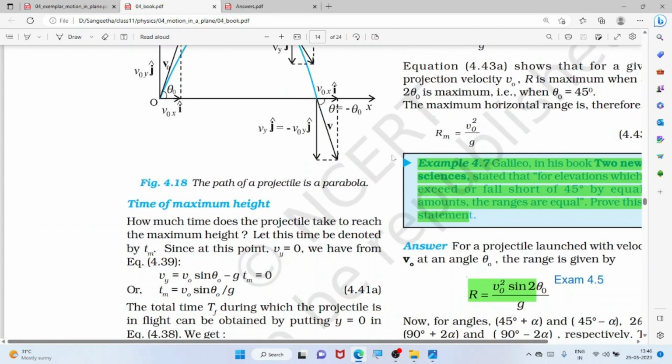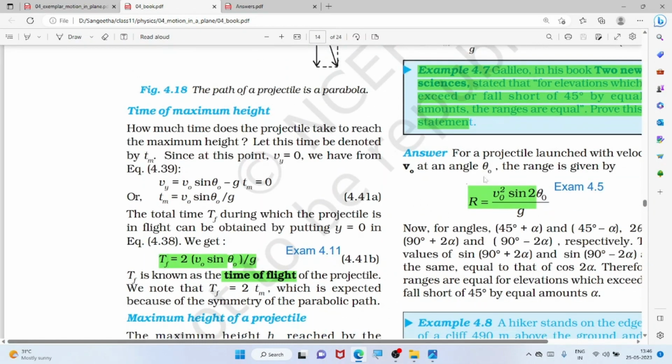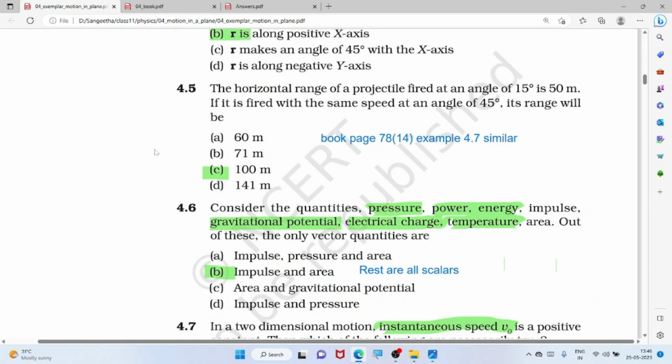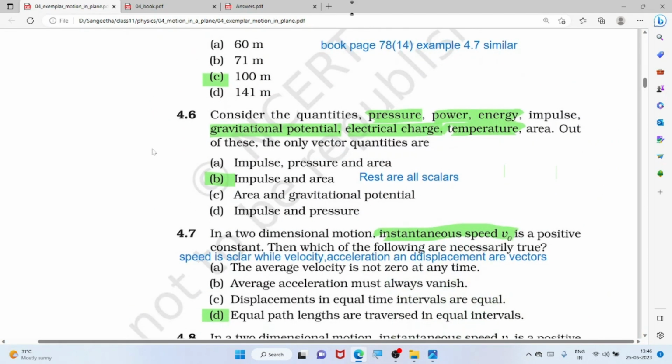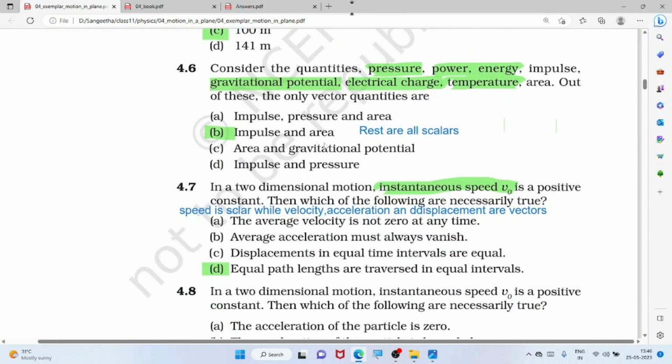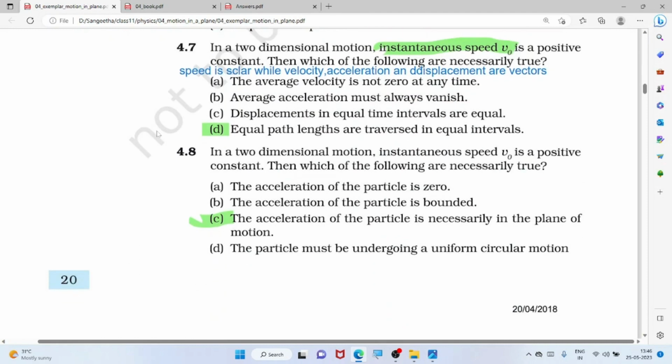A similar problem is mentioned here, so you can go through it. So 100 meter. Consider the quantities pressure, power, energy, impulse. So read all of them; except these, all are scalars. Only impulse and area are vectors. Pressure, power, energy, all these are scalars. Impulse and area are vectors.